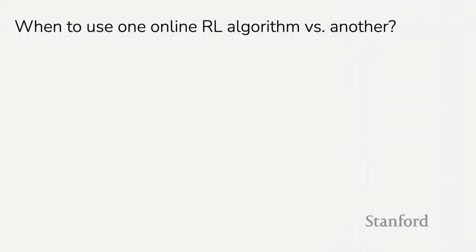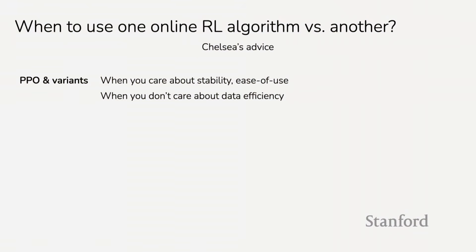I think one of the last things I figured I would cover is some of my advice on when to use one online RL algorithm versus another, since this is the last online RL method that we'll talk about. So we talked a bit about PPO, SAC, and DQN. Those are some of the three main technical algorithms we talked about. PPO is great when you care about stability and ease of use. Generally doesn't require too much tuning, but it's very data inefficient. And so it's great to use when you care about stability and ease of use, and you don't really care about data efficiency.